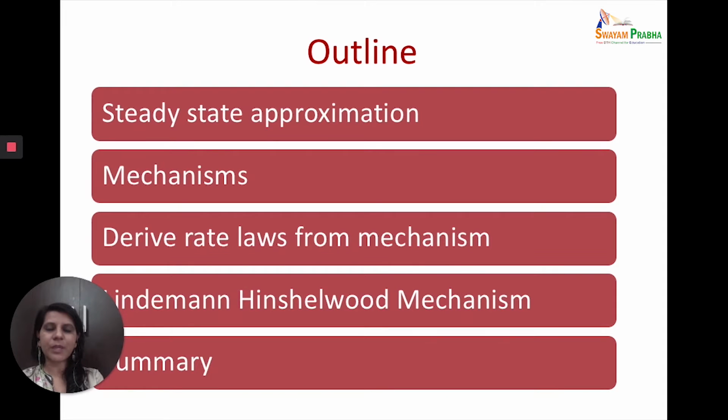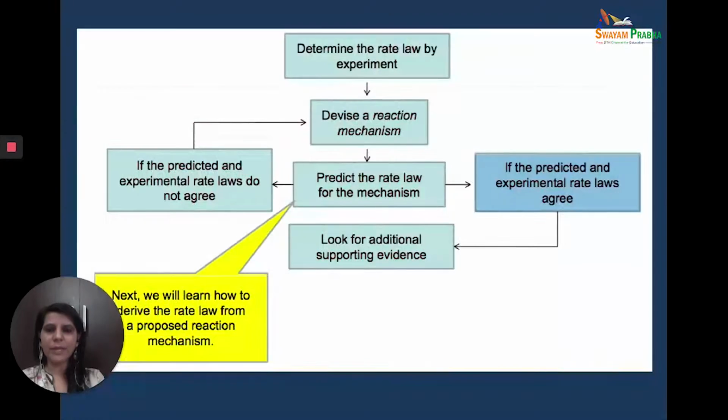Till now, we have looked at reaction kinetics, the terms involved in it, and the theories related to it. Today, we will be using chemical kinetics to study the mechanism: how we can use steady state approximation to derive the rate laws for each mechanism. Then we will talk about the Lindemann-Hinshelwood mechanism, followed by a summary of the day's work. Now let's start with the topic.